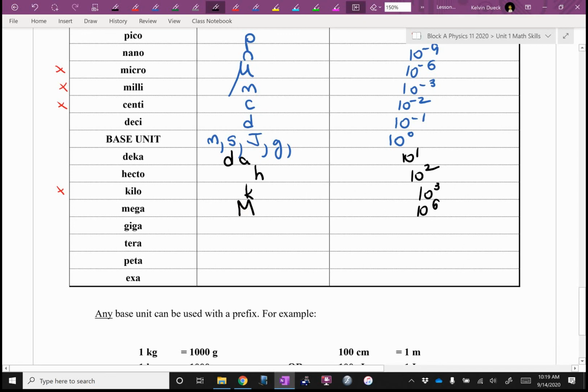Then giga, which is capital G, 10 to the 9th. So giga is 1 billion. I have a stupid way of remembering that. If you gave me $1 billion, I'd probably go giga, go gaga. Anyways, that's my dumb way of remembering that one. Whatever works for you.